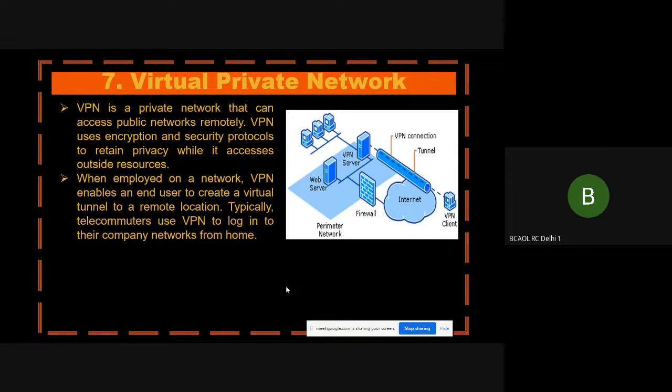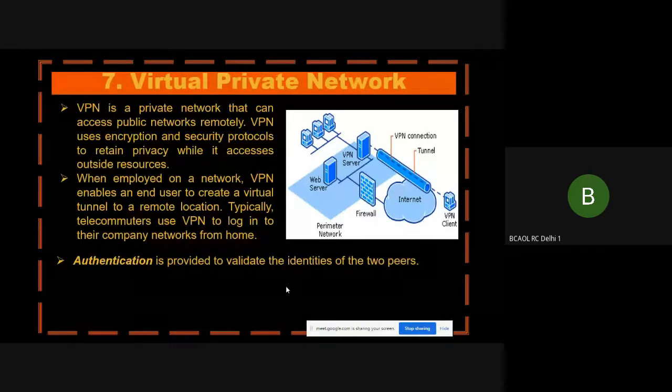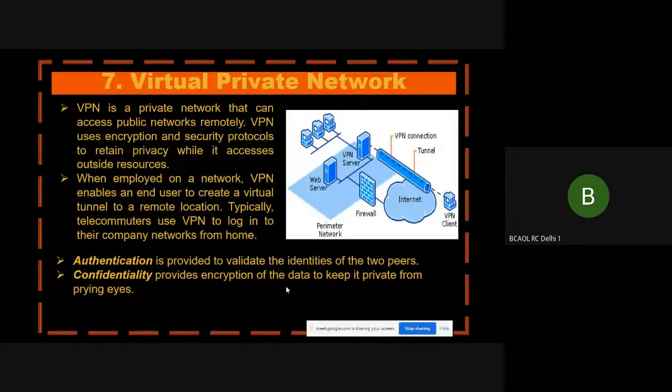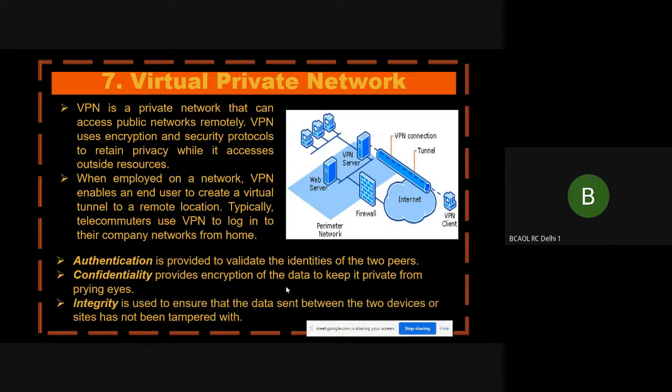Right? So can you understand what a VPN network is? Yes, ma'am. Right. So from a remote location, you can access your company server. That is VPN, and authentication is provided to validate the identities of two peers. Two peers means two persons. Authentication means you have to prove that you are the valid person accessing this network, so you have to give your username and password created by the company, right? Also, confidentiality provides encryption of the data to keep it private from prying eyes. That means the data is encrypted so that no other person will be able to see or access the data, right?